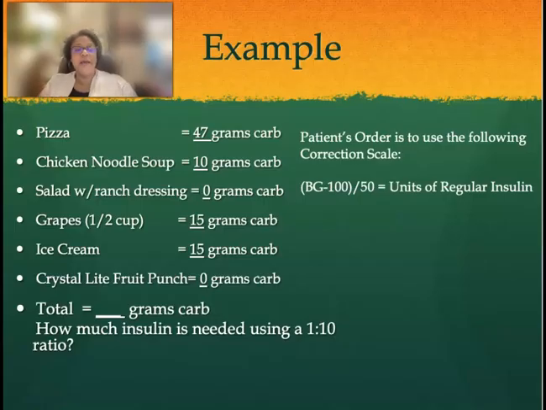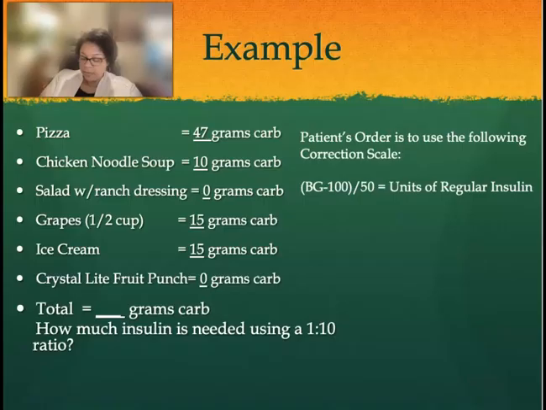And you write that down. And then you're going to look at how much they actually ate. Let's just say they ate everything here. So if everything was eaten, the total amount of carbs listed is 87. And then the ratio that the doctor ordered was a 1-to-10 ratio. So you're going to divide 87 by 10, and that gives you 8.7.